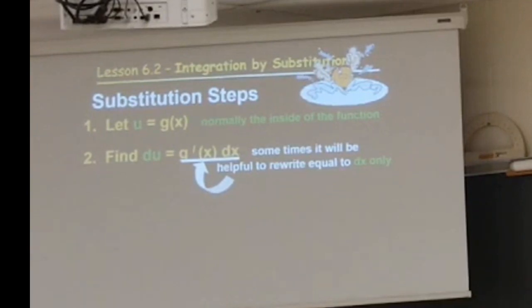Now it says here that sometimes it's helpful to rewrite that equal to dx. So far, that's what I've done for every problem. I have solved it for dx. You will find out why I say sometimes, because there'll be times where you might not need to do that. But the bottom line is you let u, and then you find du.